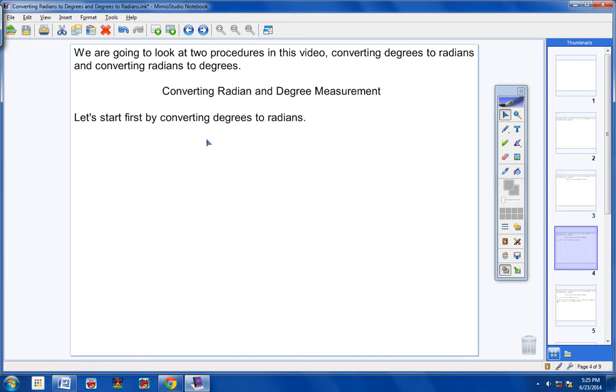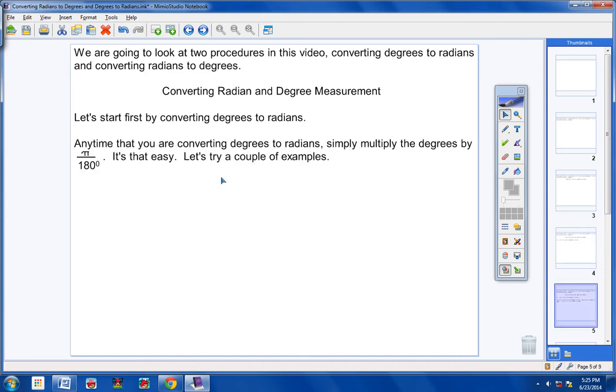Let's start first by converting degrees to radians. Anytime that you are converting degrees to radians, simply multiply the degrees by pi over 180. It's that easy. Okay, let's try a couple of examples. Again, anytime you are given degrees and you need to convert them over to radians, simply multiply the degrees given to you by pi over 180.